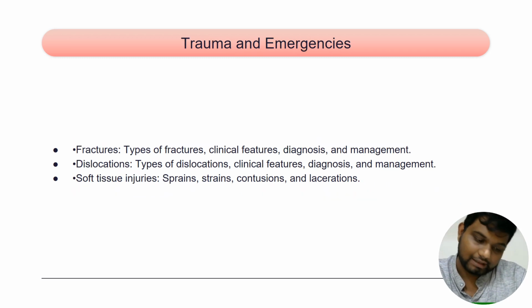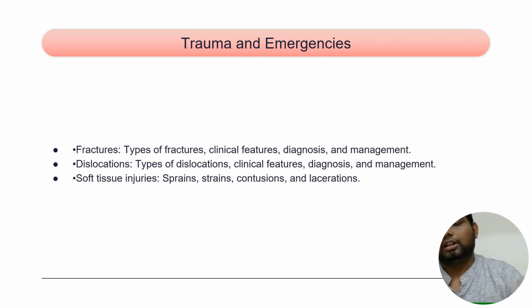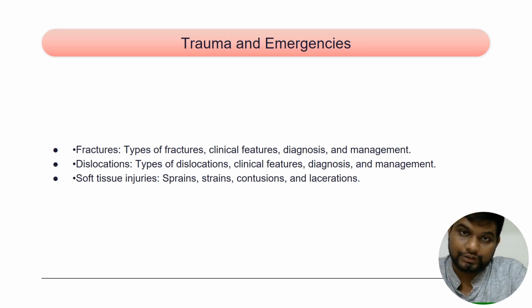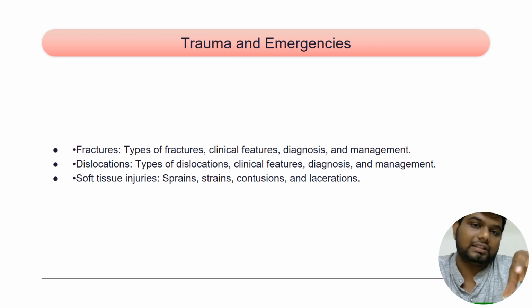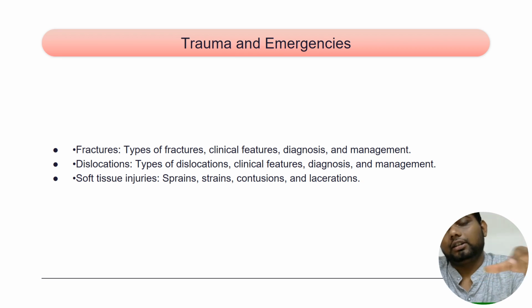Speaking about the next area, we have trauma and emergencies. There are three things you have to remember in the case of trauma: there could be fractures, dislocations, and soft tissue injuries. For fractures, all the named fractures, their location and their type are useful. You have to remember whether it is a simple, compound or comminuted fracture, and where it is happening. For example, if it is in the shaft of the humerus, then it may have a higher chance of injuring the radial nerve.